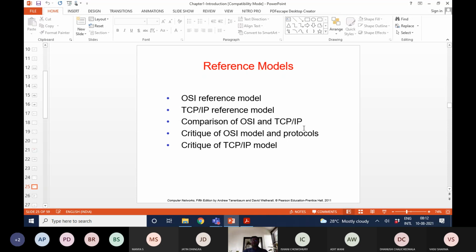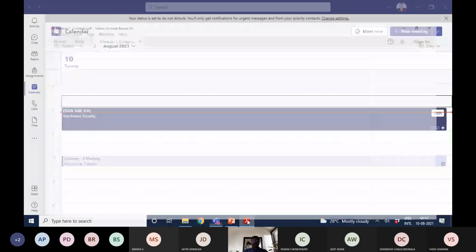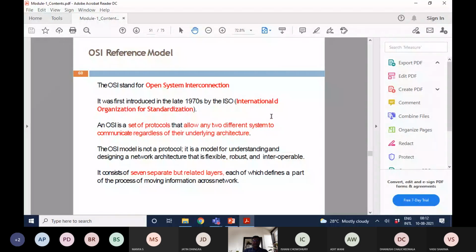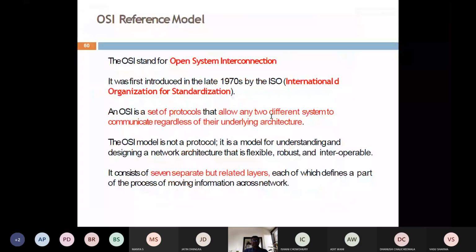Now we will start with the OSI reference model, beginning with this slide. The full form of OSI is Open System Interconnection. The term OSI model is widely and openly used. If you ask anybody, everybody knows about the OSI model. Whether you say OSI reference model or OSI model, whichever suits you, you can say. But the full form is Open System Interconnection.